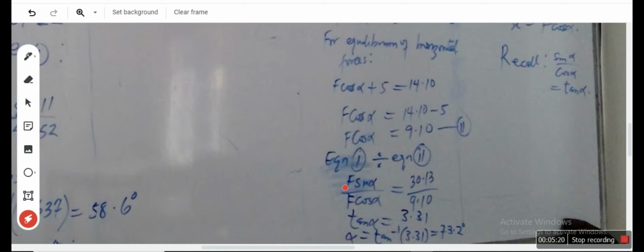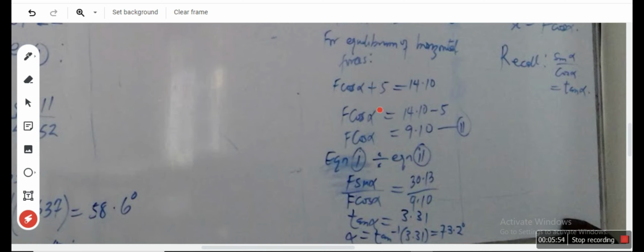Equation 1 divided by equation 2 gives us F sine alpha over F cos alpha equal to 30.13 over 9.10. And F will cancel out, leaving only sine alpha over cos alpha, which is tan alpha. So tan alpha is 3.13, which is 30.13 divided by 9.10. We can easily get alpha by finding tan inverse of 3.13. That gives us 73.2. So we found alpha.